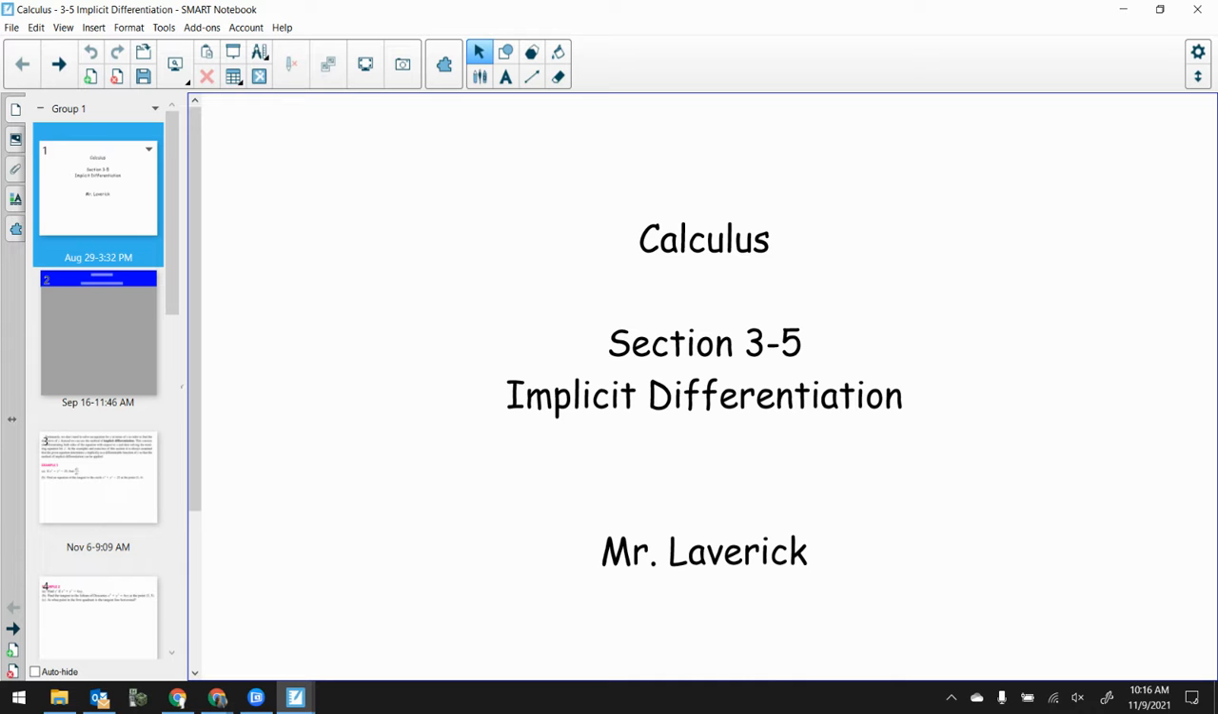So we have section 3.5 here. It's called implicit differentiation. Remember, by the end of chapter 3, we should be able to find the derivative of anything we are given. It could be trigonometric. It could be two functions multiplied by one another. It could be two functions divided by one another. It could be a function within another function. That would be the chain rule, right? So we should be able to find the derivative of anything that we would want to.